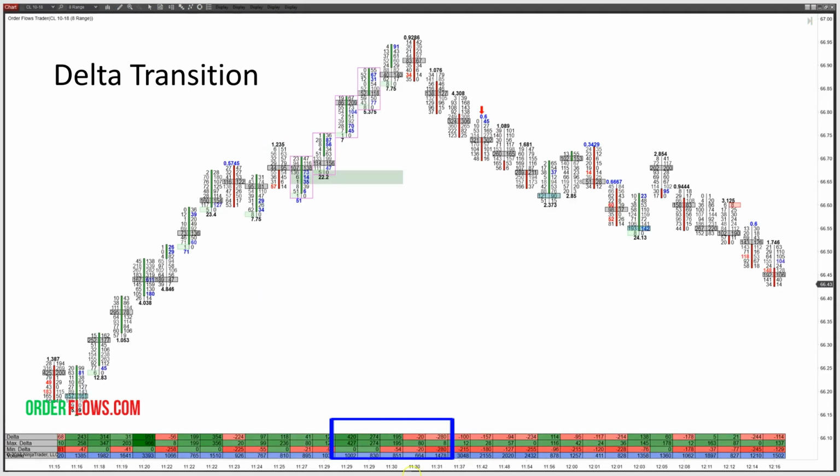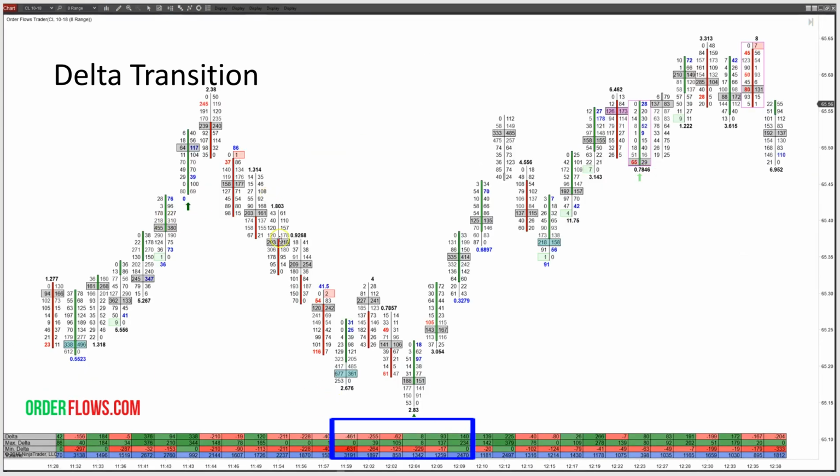This is a low, right? Remember this chart here? It's almost the same. You see plus 420, plus 274, plus 195, and then small delta minus 20, minus 280. In this case, it's literally the mirror opposite on the downside. You're looking for the selling getting weaker and the buying getting stronger.